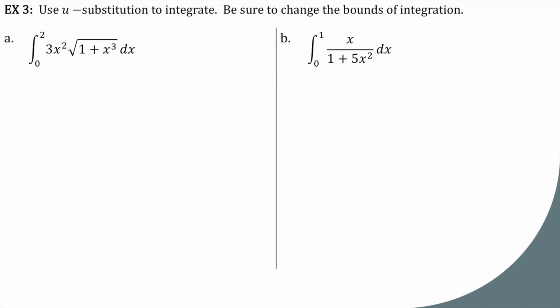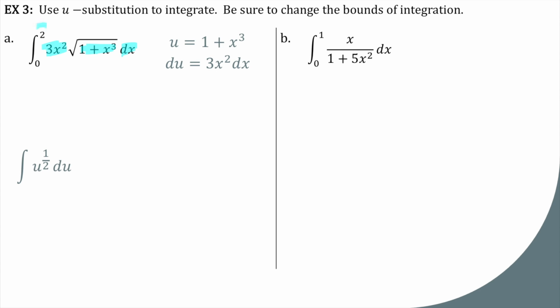Just thinking about our u substitution, we have an inside function here of 1 plus x to the third, so let's let that be u. And then our du is 3x squared dx. That's lovely, 3x squared dx. So we would have a new problem of u to the 1/2 du.